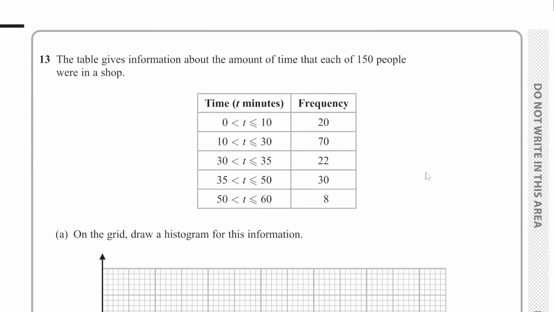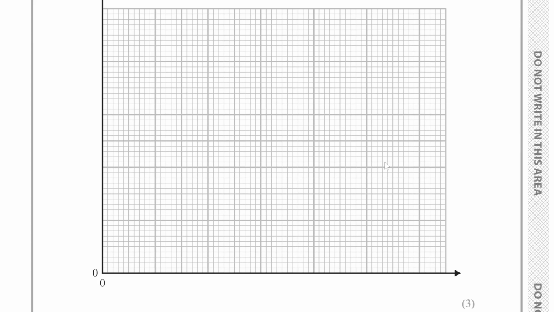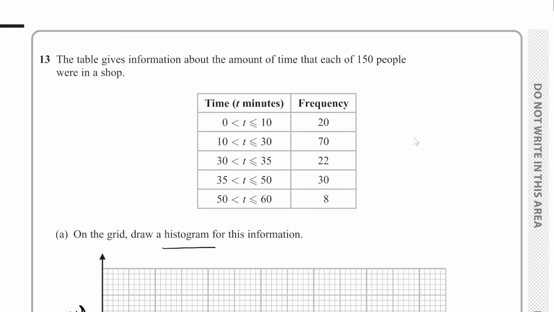Question 13, the table gives information about the amount of time that each of 150 people were in a shop. On the grid, draw a histogram for this information. So when we have a histogram, we don't put the frequency up the side, we put the frequency density. The reason is because our bars aren't going to be of equal width. So the first bar is 10 wide. Our second bar is from 10 to 30, so it's 20 wide. Our third one is 5 wide. Then we've got a 15 and a 10.